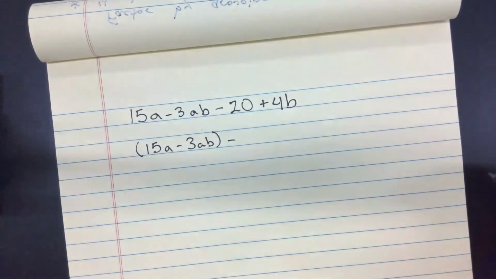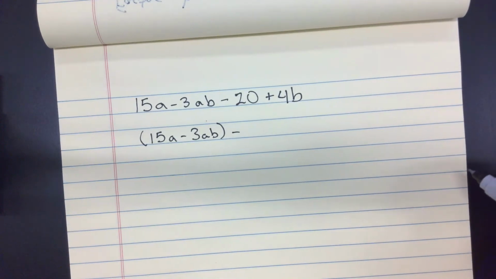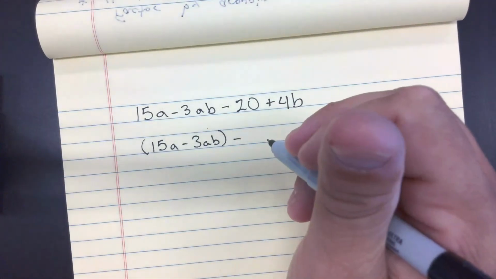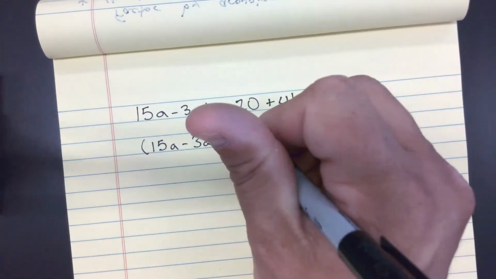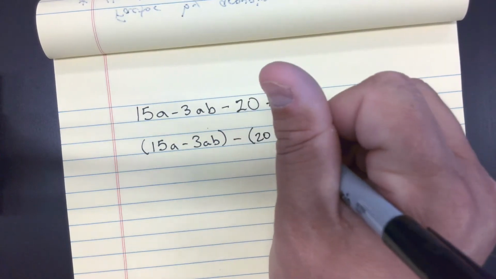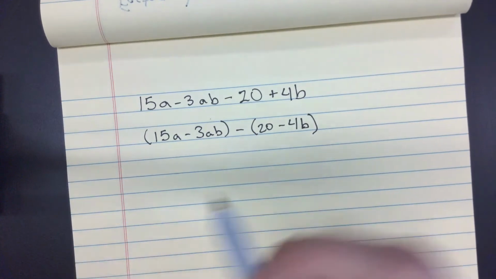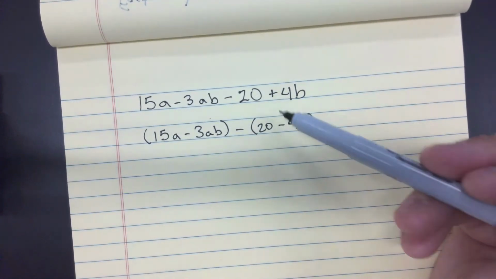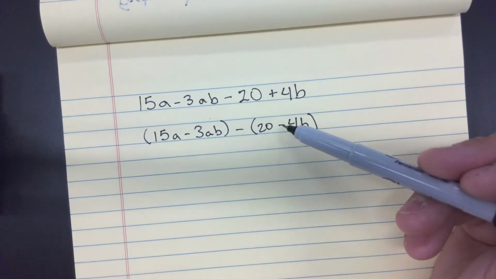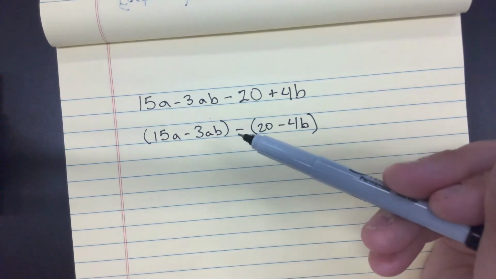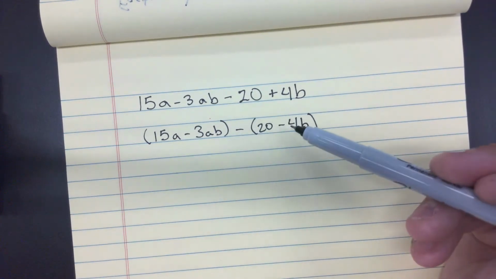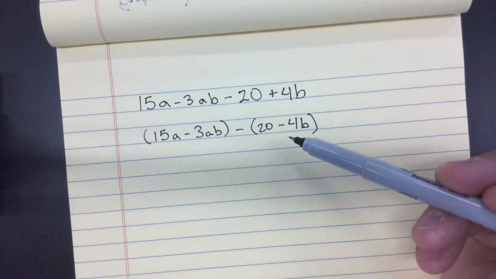Now watch though. The first part stays the same, but because there's a negative sign in the middle, it changes the sign after it. So where there's a positive up here, it becomes a negative down here. So if the middle sign is a negative, it changes the sign directly after it.